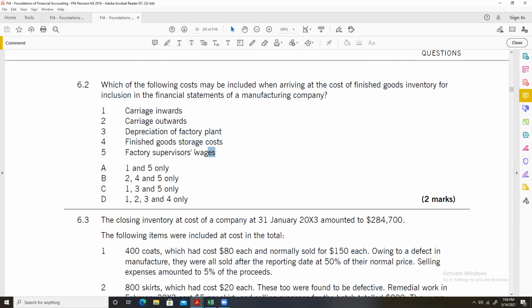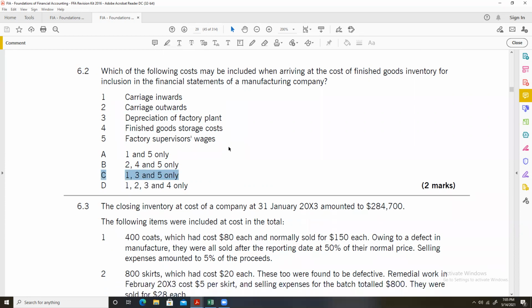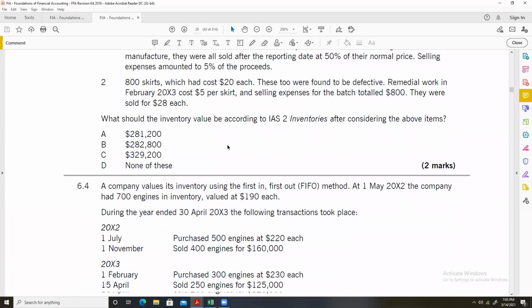And factory supervisor's wages. Now factory supervisor wages, a supervisor who works in the factory. That's why number 5 is also a factory overhead. So this should also be included in the cost of finished goods. So number 1, number 3, and number 5 should be included, and 2 and 4 should be excluded. That's why C is the correct answer to this one.